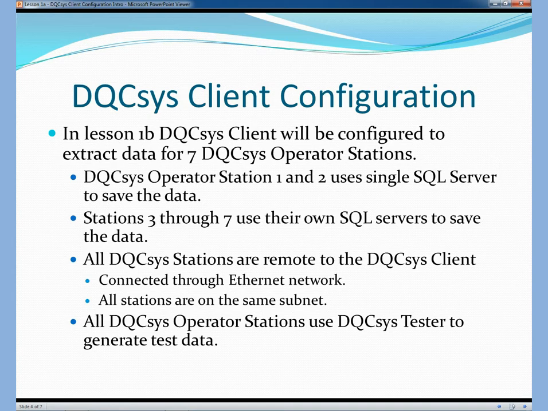In Lesson 1B, DQCsys Client will be configured to extract data for 7 DQCsys Operator stations. DQCsys Operator Stations 1 and 2 use a single SQL Server to save the data. Stations 3 through 7 use their own SQL servers to save the data. All DQCsys stations are remote to the DQCsys Client. They are connected through an Ethernet network, and all stations are on the same subnet. All DQCsys Operator stations use DQC Tester to generate test data.